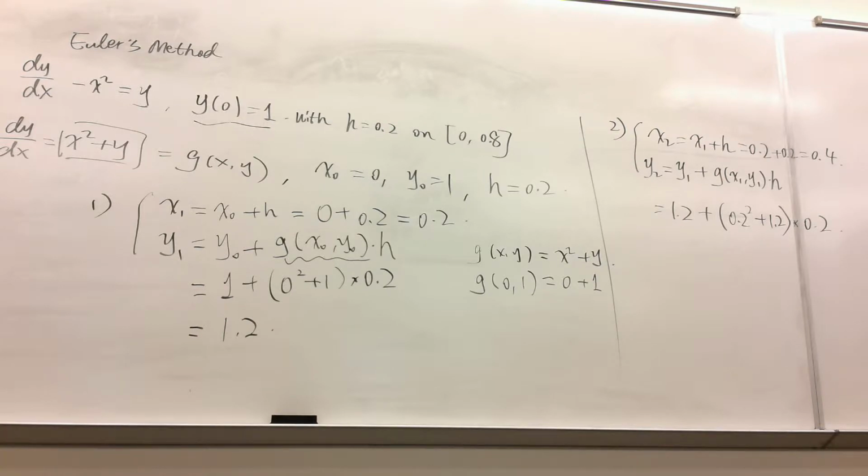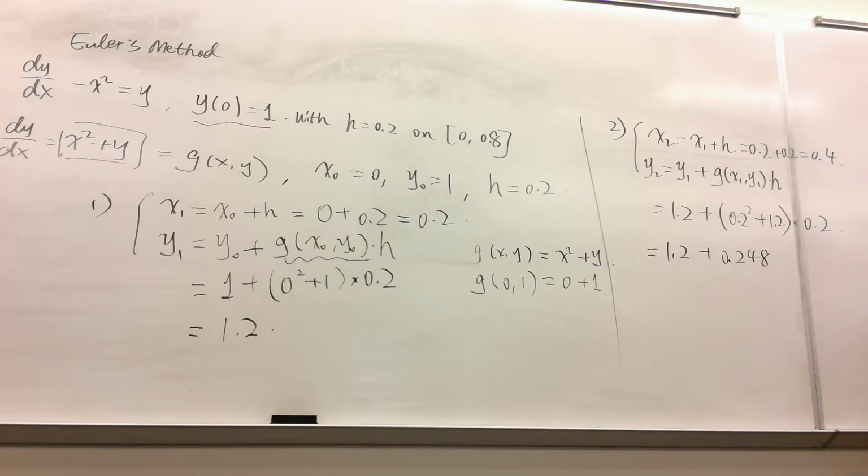Any questions? All right, then let's calculate it. 1.2 plus what? 0.2 squared is 0.04, right? 0.04 plus 1.2 is 1.24. 1.24 multiplied by 0.2 is what?